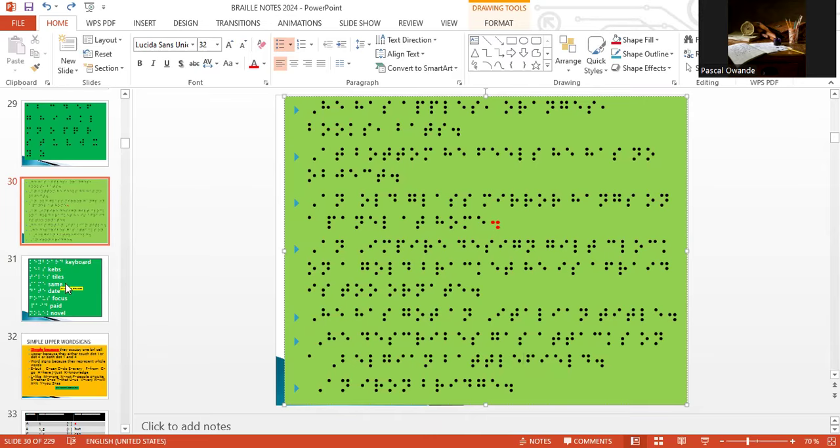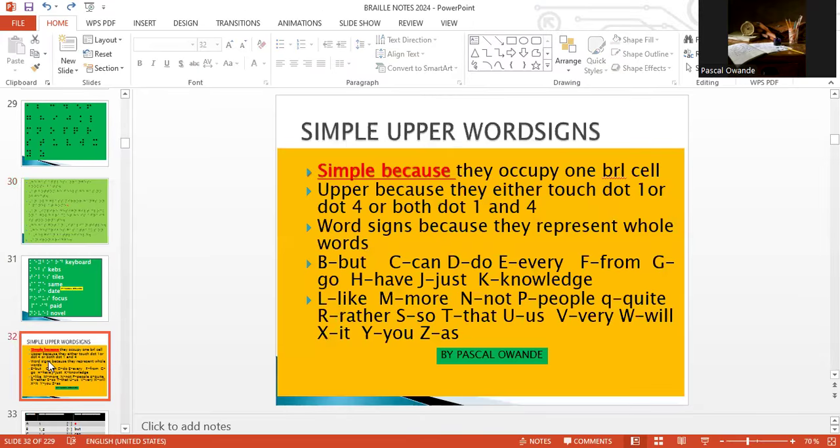So therefore, we are supposed to now begin looking at what we call simple upper word signs. Simple upper word signs. This is where we will begin our class again tomorrow.